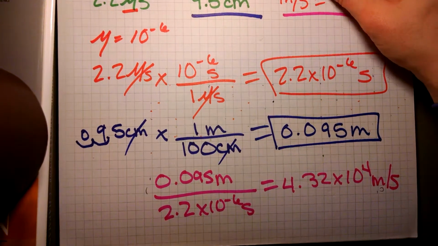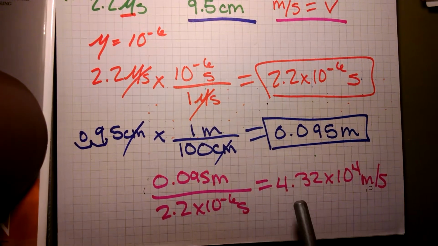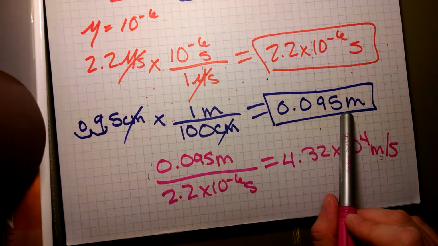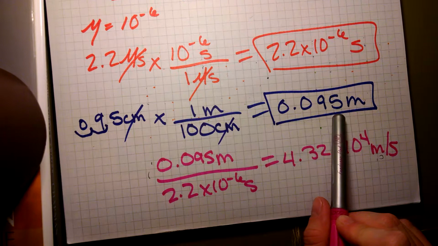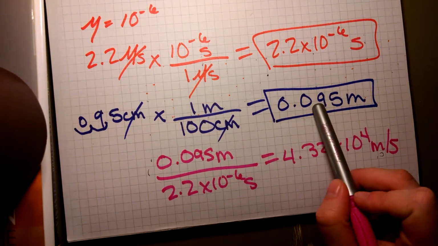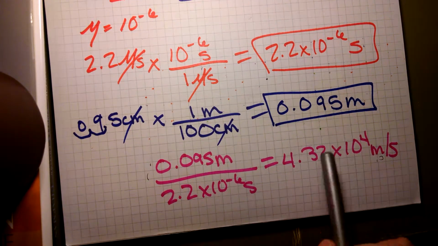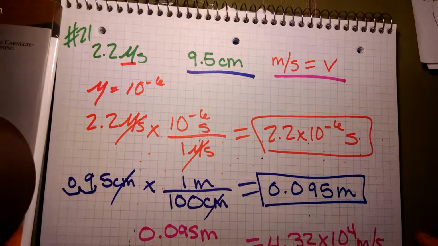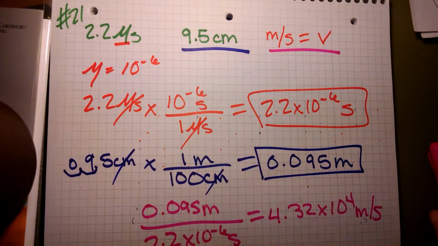That looks about right. It's a tiny little particle. It's going to be moving really fast. If you look at this, we've got a pretty small distance, but then we've got an even smaller time. This 10 to the negative 6 is pretty small. This is 10 to the negative 2 meters. So that's going to give us a large velocity. So that's number 21 for week 2, homework 2.